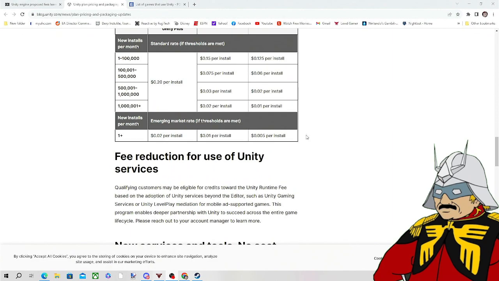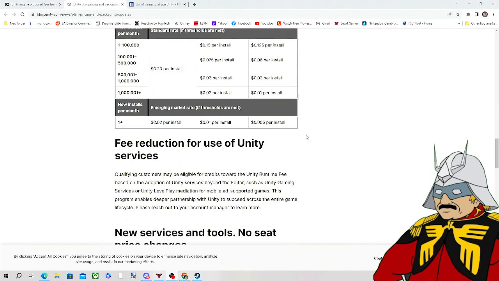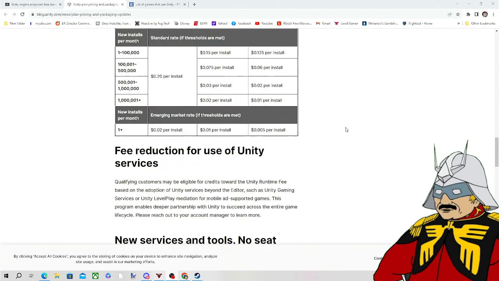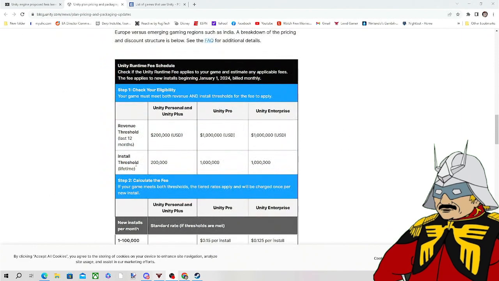I can't believe it. I can't believe this. This is some crazy stuff, this guy who thought of this idea. The fee reduction only for the use of Unity services. Yes, you want more money. That's basically, you want to charge this amount of money for Unity. Basically, for $1 million or two, like, I don't get it.